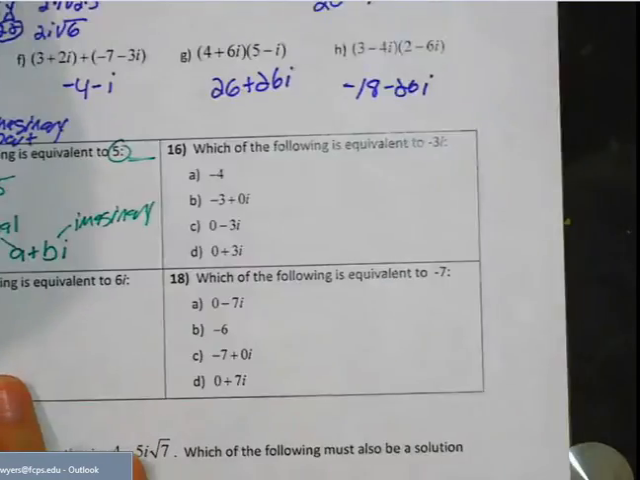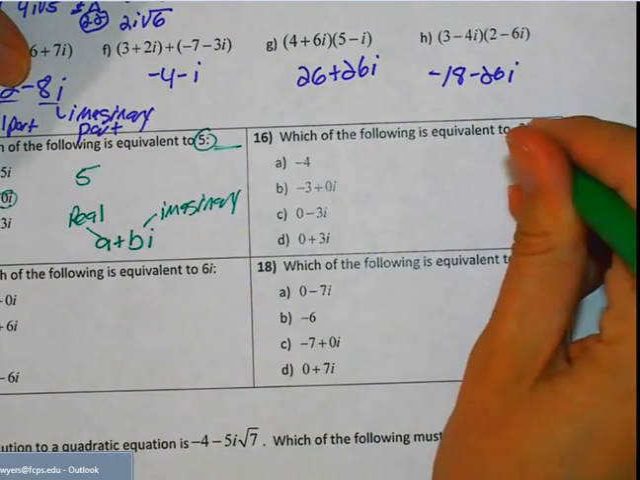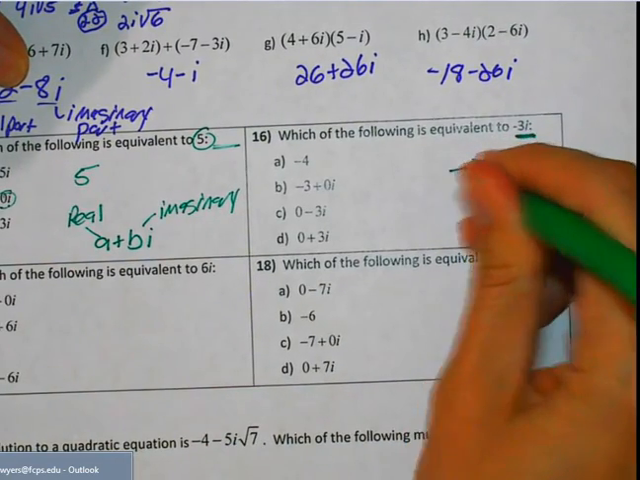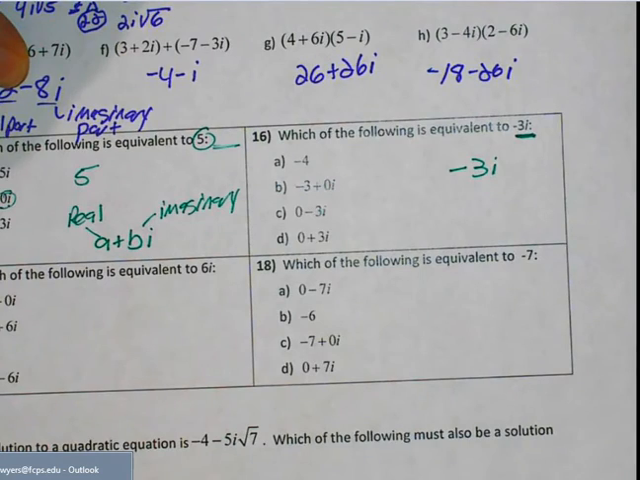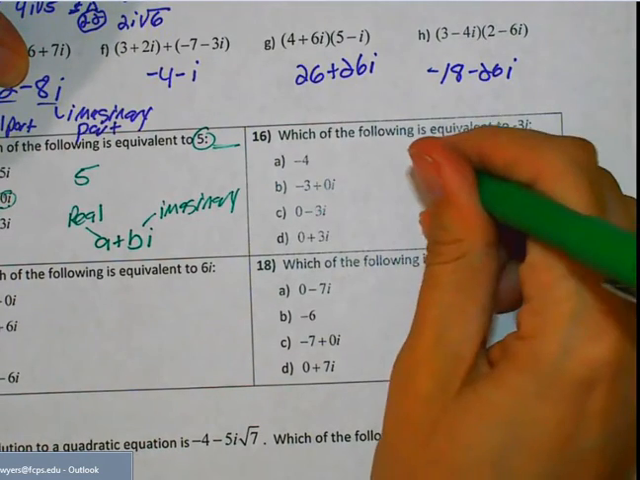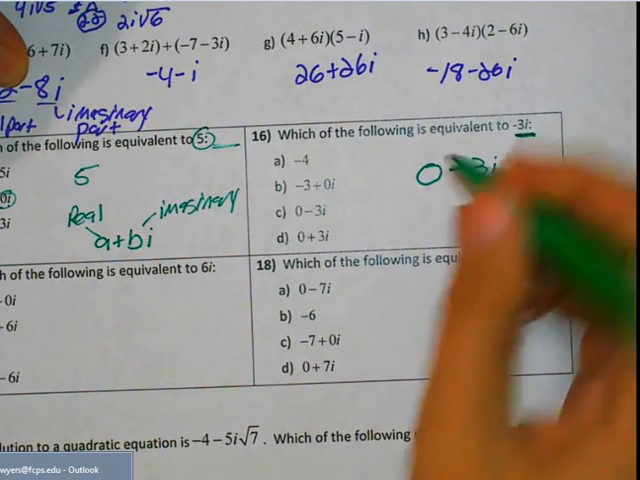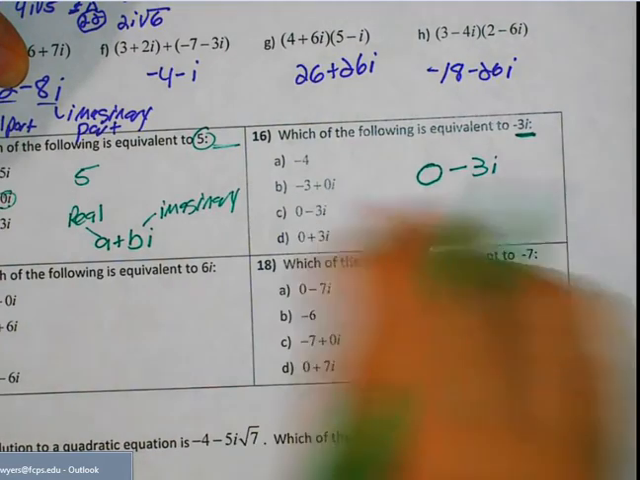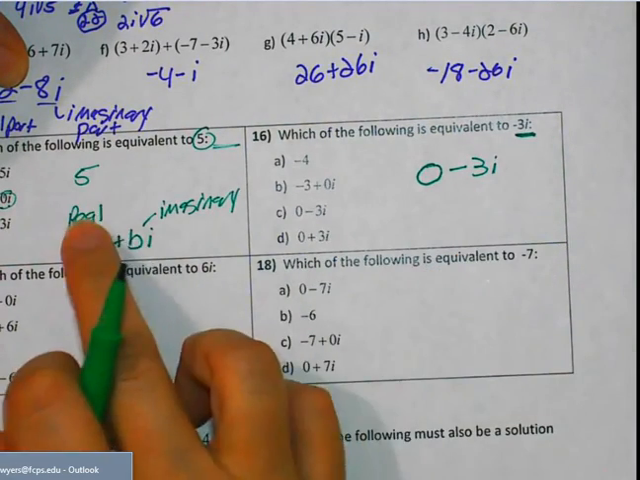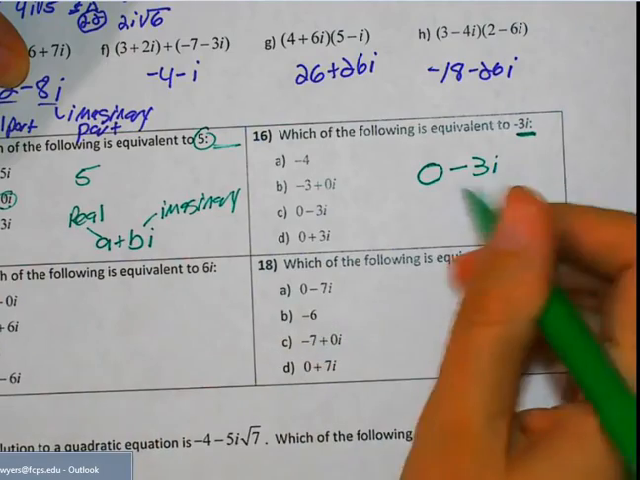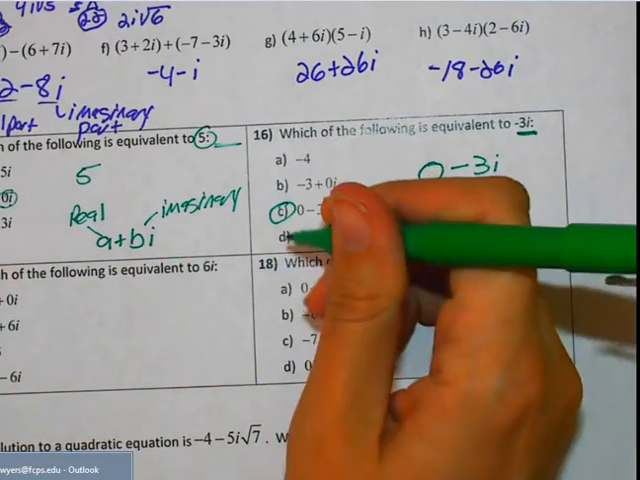We have, which of the following is equivalent? This time we have an imaginary part, so we have a minus 3I. So there's no real part, which means that real part has to be 0. Okay, so 0 minus 3I, and we always write it in this order with the real and then the imaginary part. So 0 minus 3I, which C is going to be our answer there.